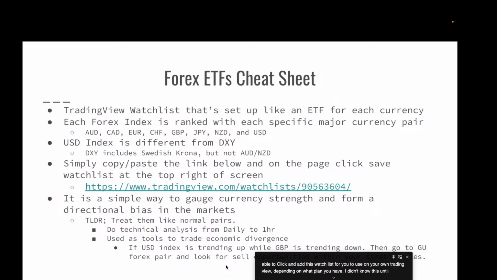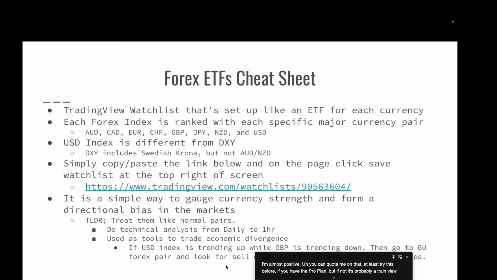I didn't know this until recently, but I'm pretty sure you have to have at least Pro Plus in order to view these ETFs on anything other than the daily time frame. I'm almost positive. You can quote me on that. At least try this before if you have the Pro plan, but if not, it's probably a TradingView subscription problem. So I'm sorry, but it's very helpful.